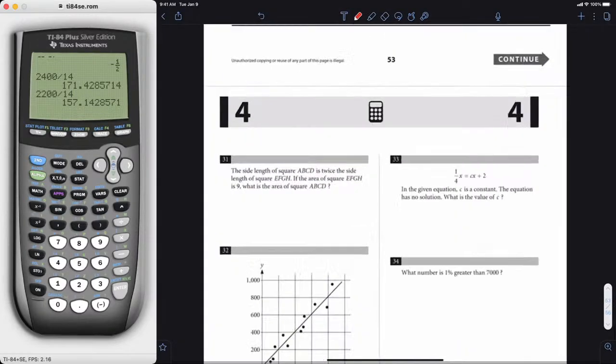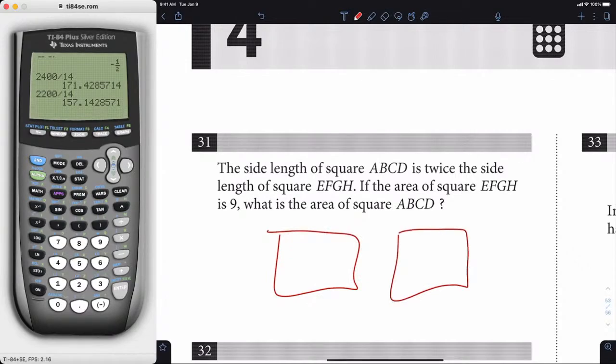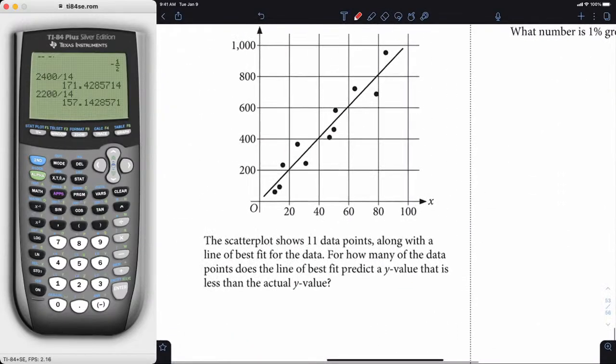Oh, we're already on the free response. The side length of square ABCD is twice the side length of square EFGH. If the area of square EFGH is 9, what is the area of ABCD? Okay, so let's draw. The area of square EFGH is 9. So that means it's 3 and 3. So this is 6 and 6. So that means it's 36. That's the area.